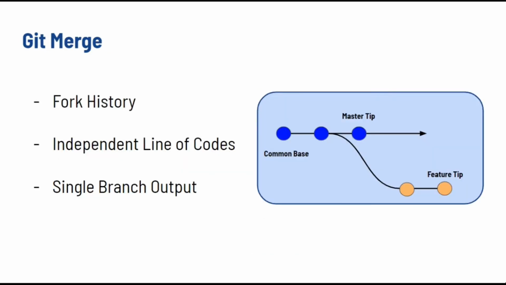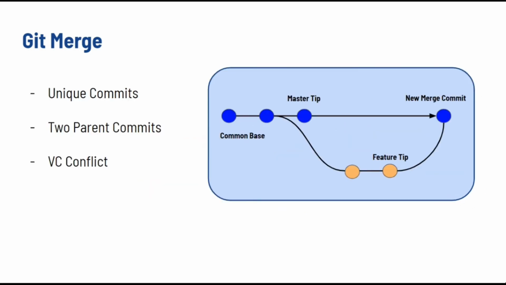Merging in Git is a way of putting a forked history back together again. The git merge command lets you take the independent lines of development created by git branch and integrate them into a single branch. Merge commits are unique against other commits in the fact that they have two parent commits.